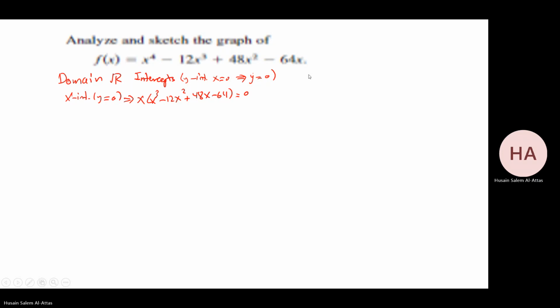I know it's not an easy thing, but they found out f of x is x times x minus 4 cubed. I don't think there is a way to do it unless you use a calculator, or the rational zero theorem with the factors, but it's not an easy task. So the intercepts will be 0, 0 and 4, 0.